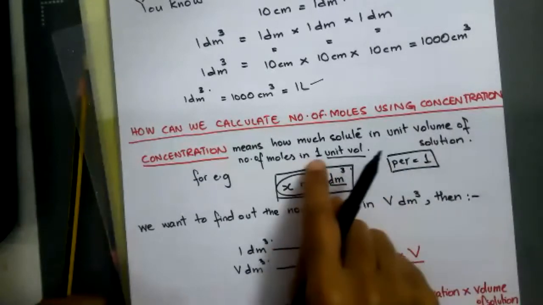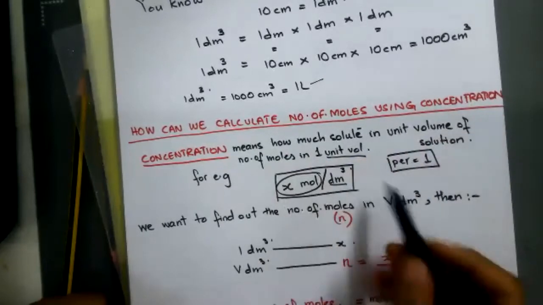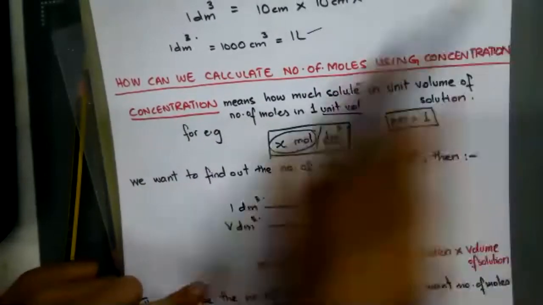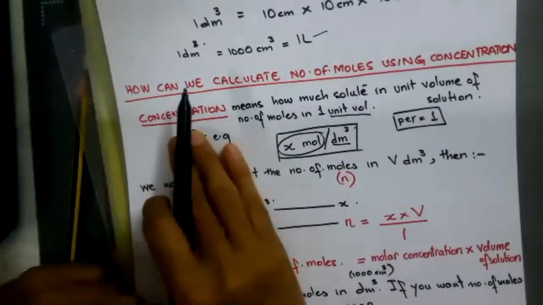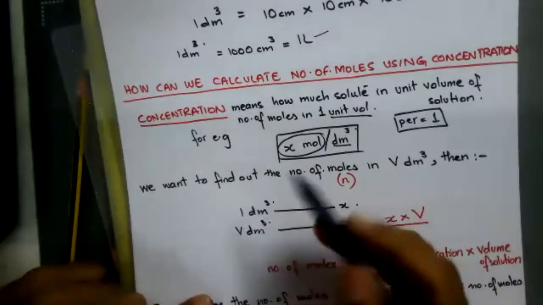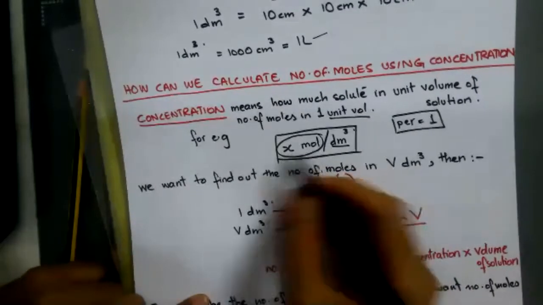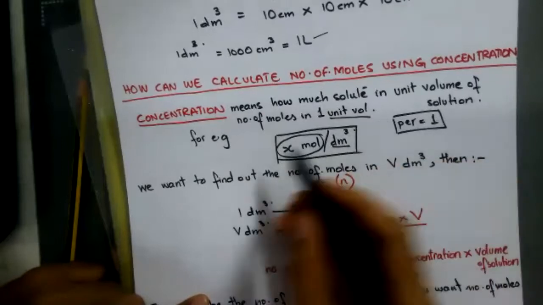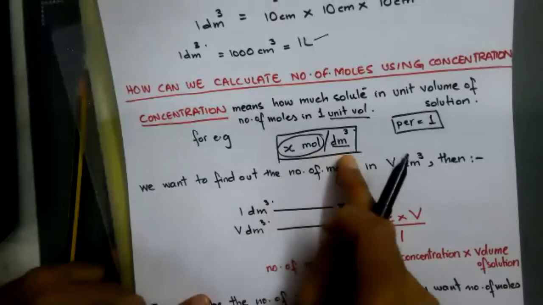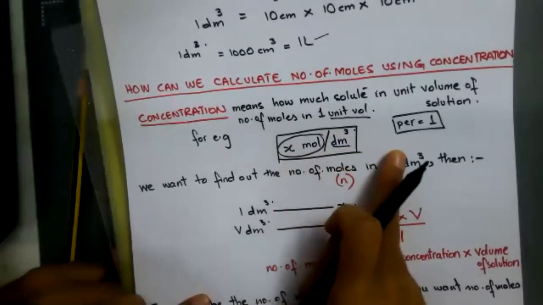Per unit volume, meaning in 1 unit volume. So for example, how do we calculate the number of moles given that we know the concentration? If, for example, the concentration is X mole, I'm just using this variable for explanation purposes. If we have X moles in 1 dm cube, this is what this expression means: that there are X moles in 1 dm cube of a solution.